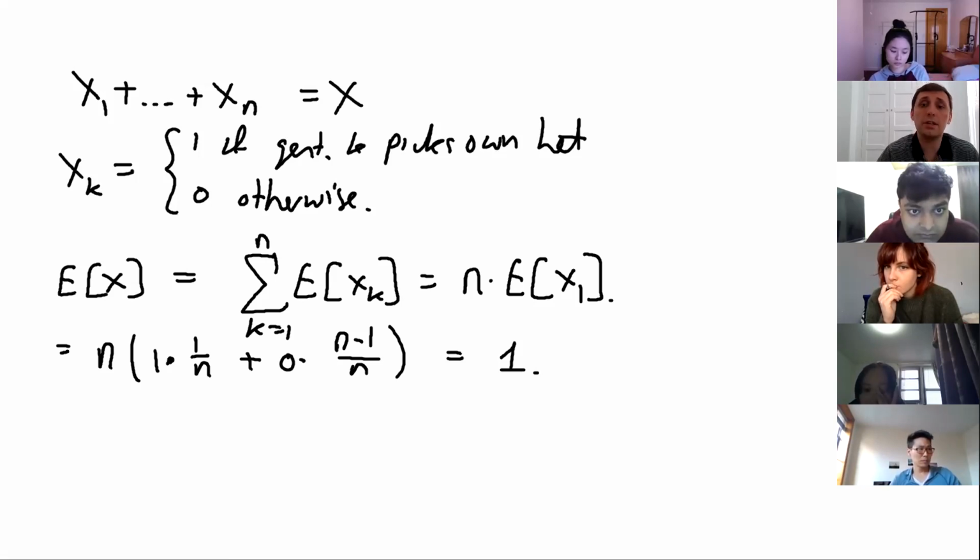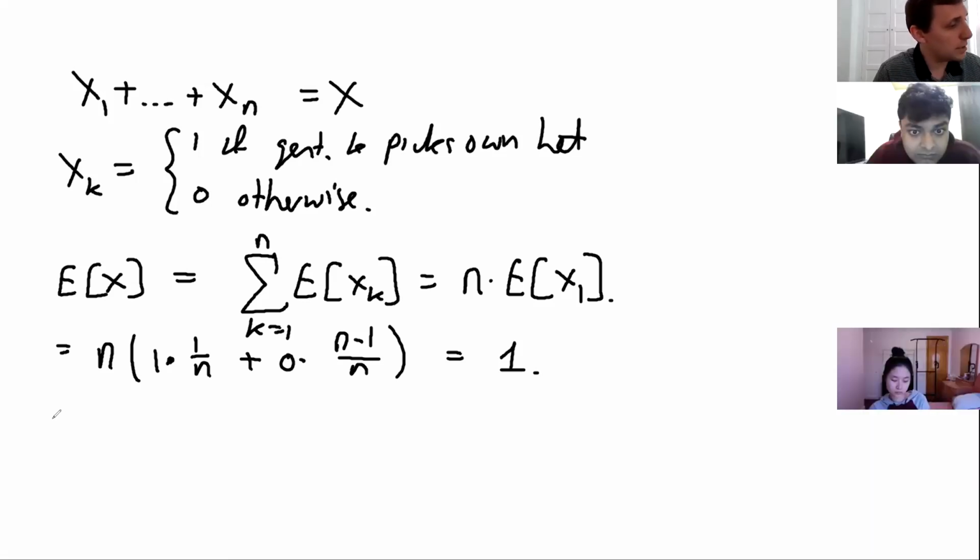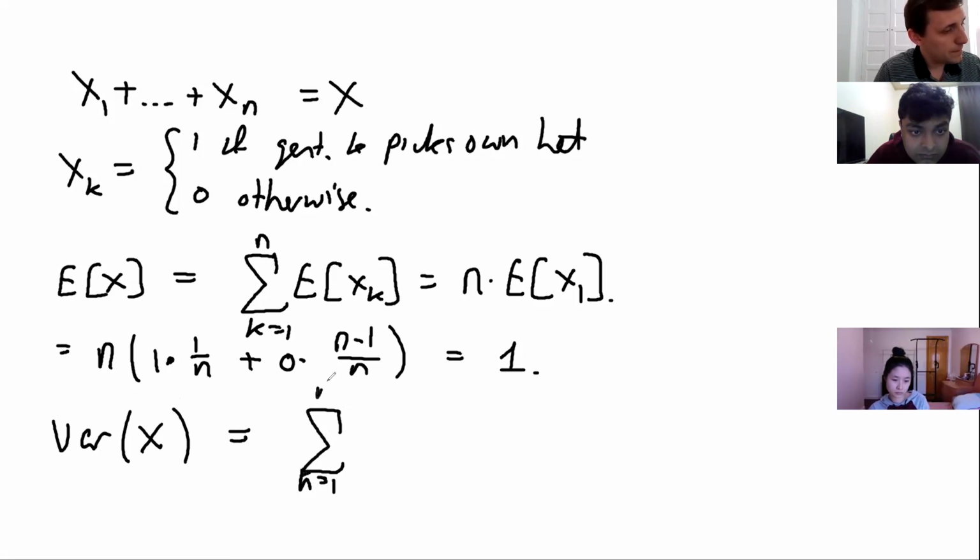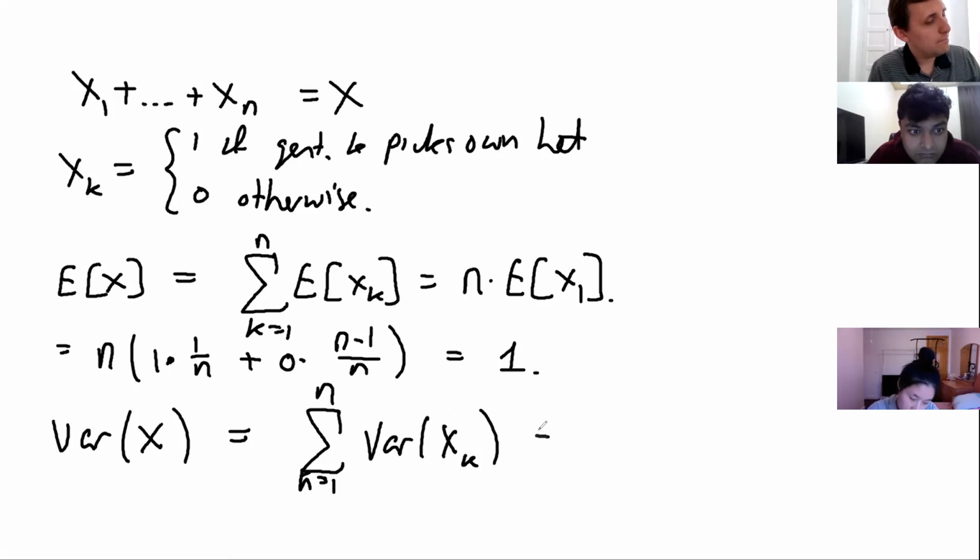So we don't have a very nice formula. But we do have this, right? So the variance of x is the summation of the variances of x, okay, plus the summation of covariance.